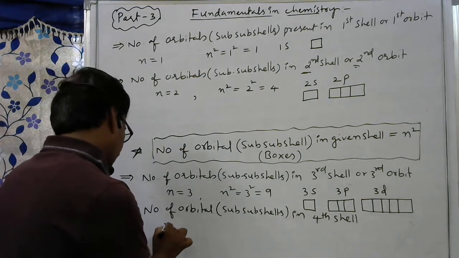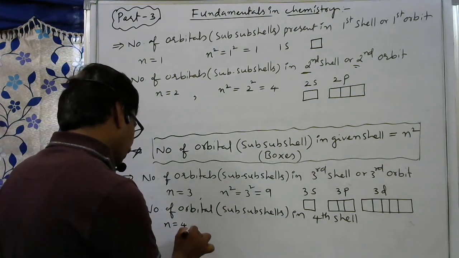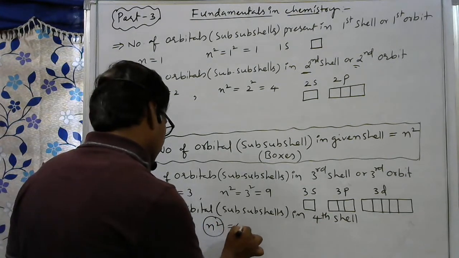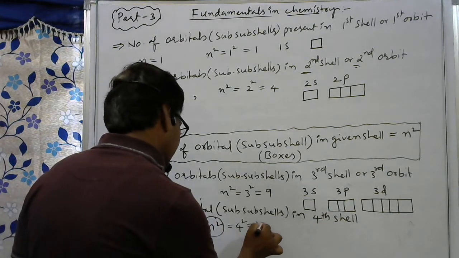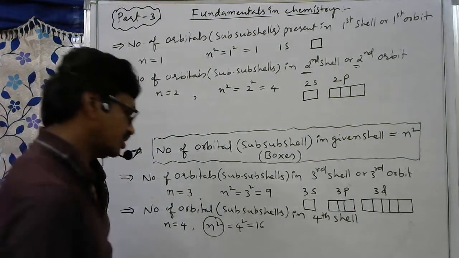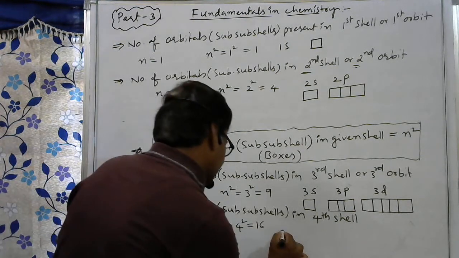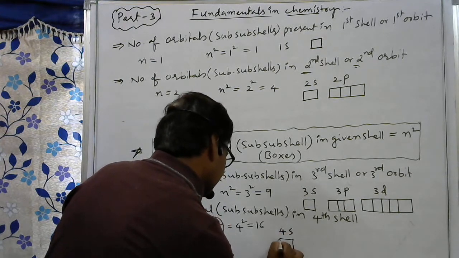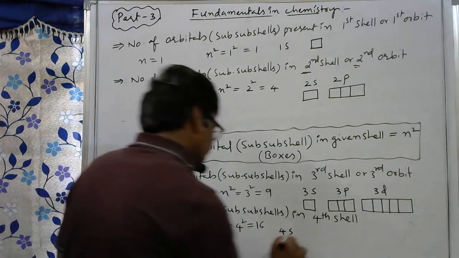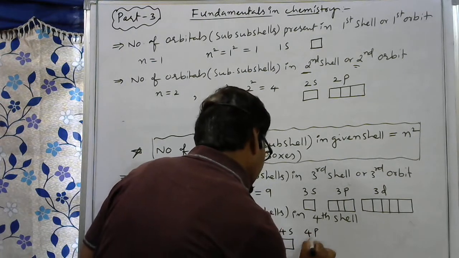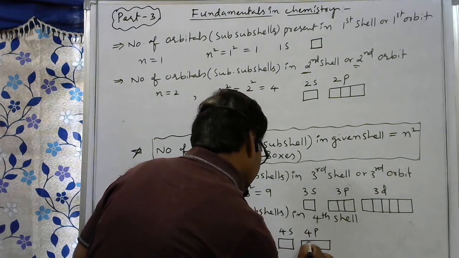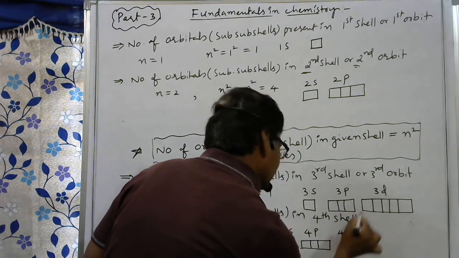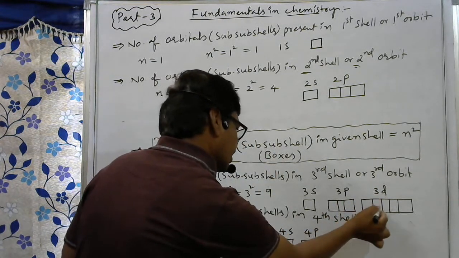So here n equal to how much? 4. n equal to 4 means n square value you should take. This is the formula. So n square equal to 4 square. 4 square is 16 now. How can we get 16? In this fourth shell, first is 4s orbital, one box. 4s orbital, one box. Then 4p orbital. Always p orbital contains 3 boxes. Then d orbital, 4d. As earlier, 3d orbital written, same thing.